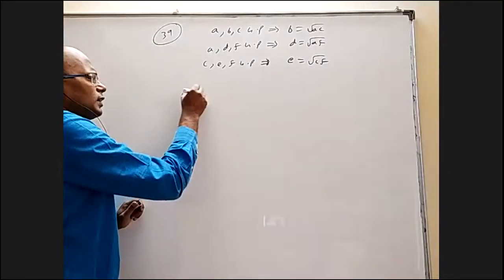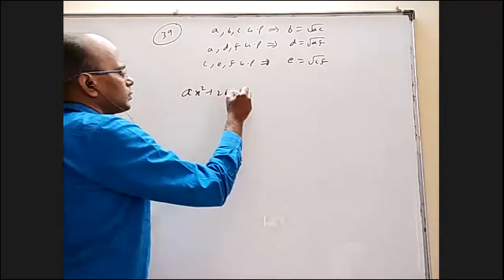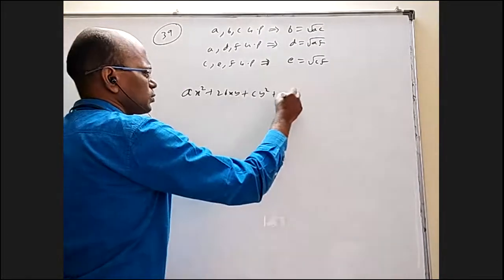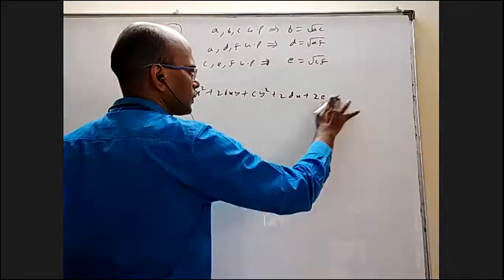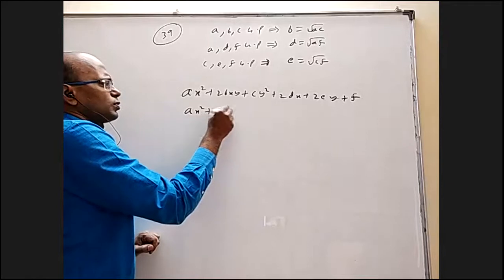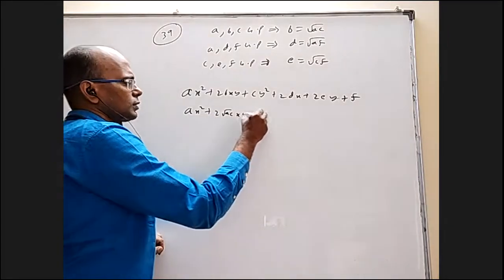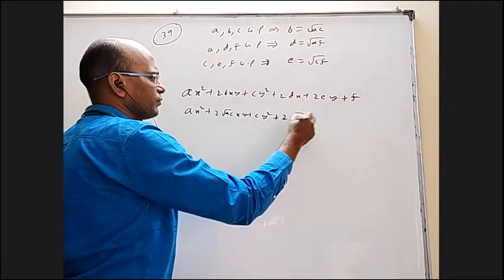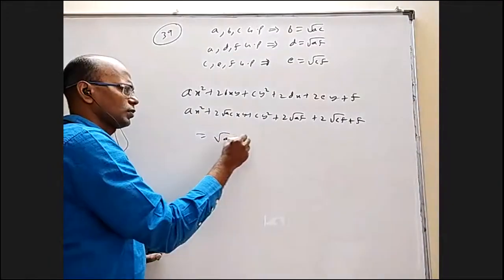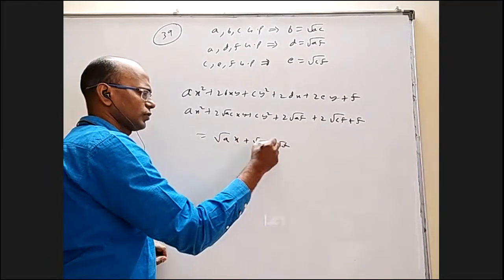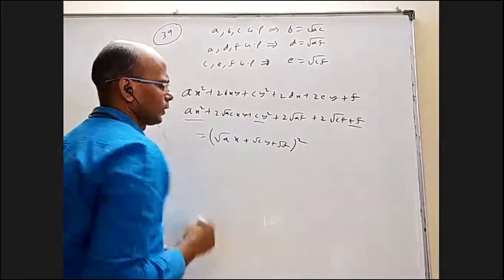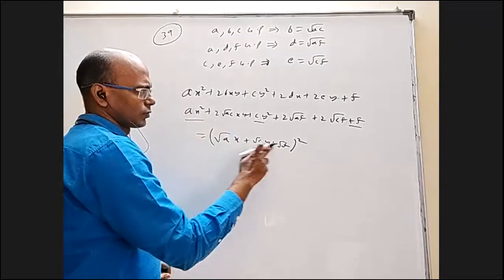So now when you take ax square plus 2bxy plus cy square plus 2dx plus 2ey plus f, it is ax square plus 2 root ac xy plus cy square, d is root af, this is root cf, plus f. I think it is straight away root a into x plus root c into y plus root f whole square. This square is there, this square is there. Product of these two is this, product of these two is this.